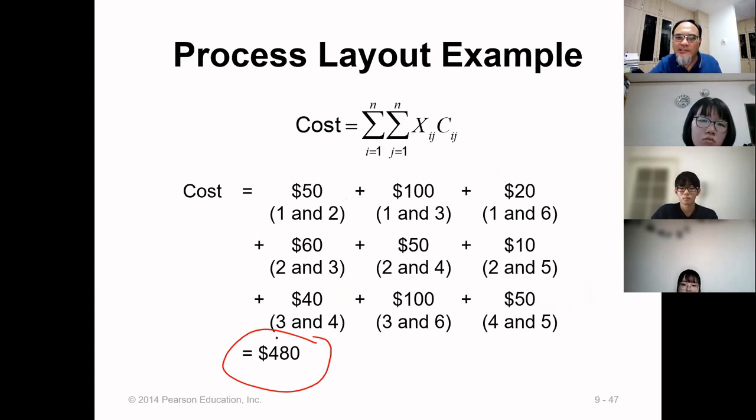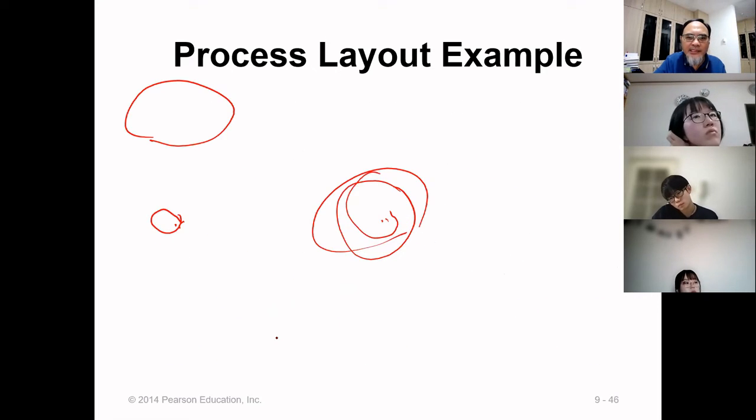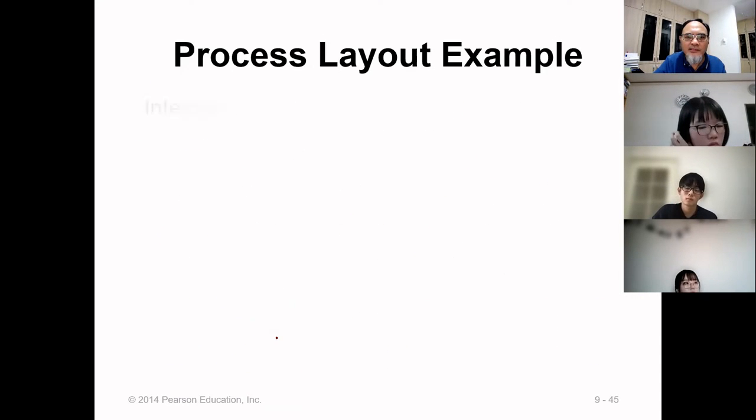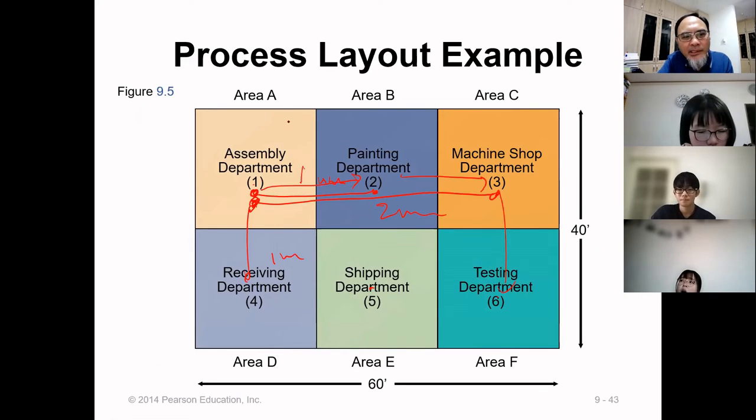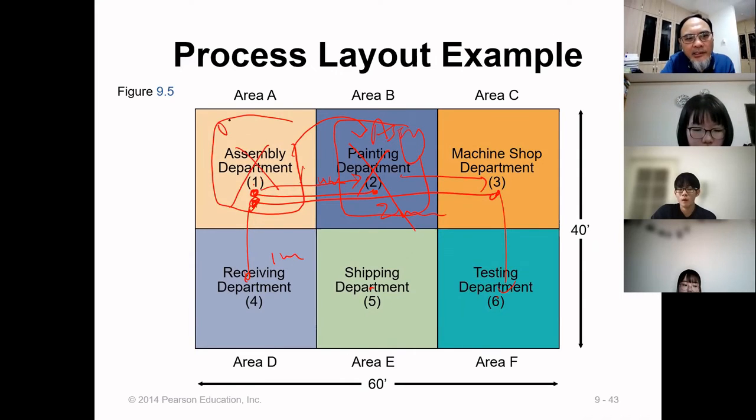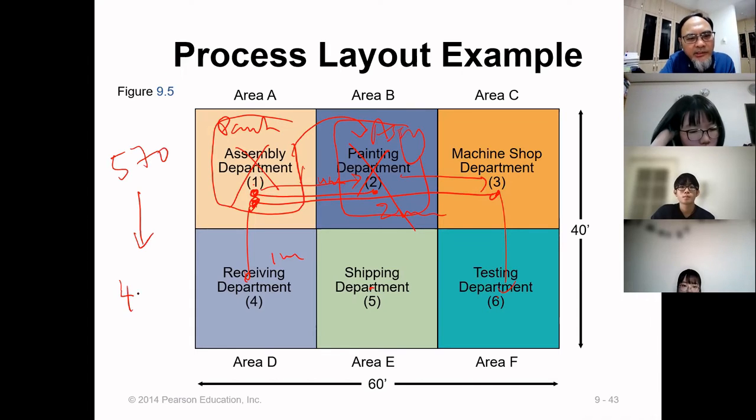Of course, this is just a concept for us to understand. So instead of the assembly department here, we are going to switch to here. That means this is the assembly department and this is the painting department. By doing that, we have managed to reduce our transportation cost from 570 to 480.